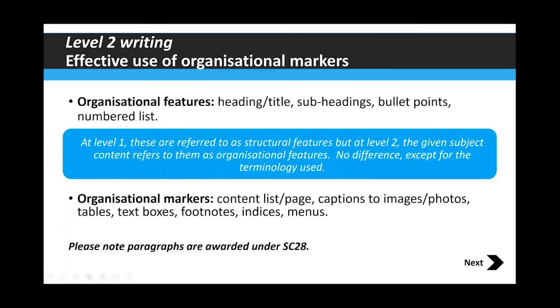Also new to level 2 are organisational features and organisational markers. Organisational features are referred to as presentational features within the legacy qualification. So organisational features would be things such as a heading or a title, subheadings, bullet points, numbered list, etc. At level 1, these are referred to as structural features, but at level 2, the given subject content refers to them as organisational features. There is no difference except for the terminology used.